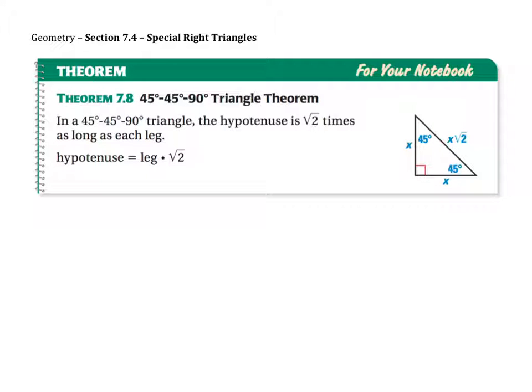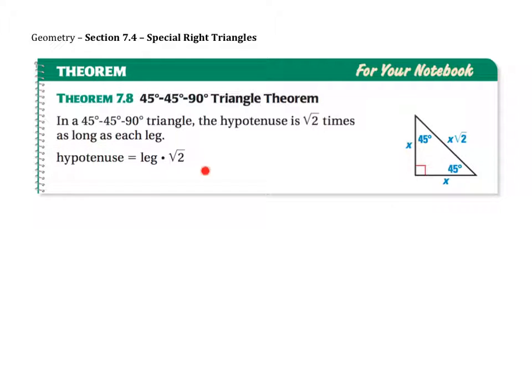In section 7.4, we start looking at special right triangles. The first special right triangle that we will look at are 45, 45, 90 degree triangles. So first we have a theorem. This is called the 45, 45, 90 triangle theorem. In a 45, 45, 90 triangle, the hypotenuse is the square root of 2 times as long as each leg.